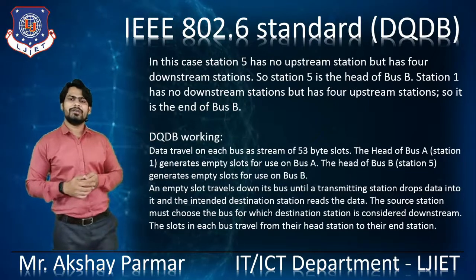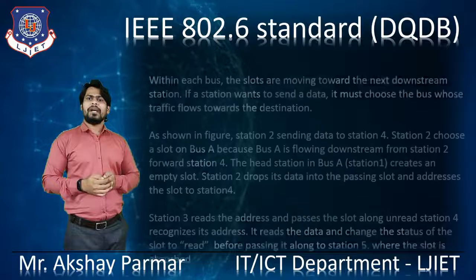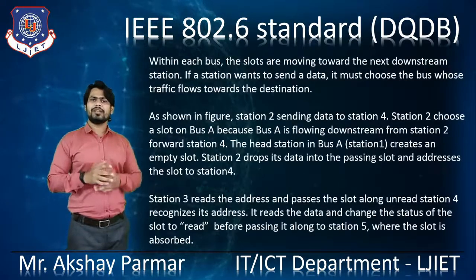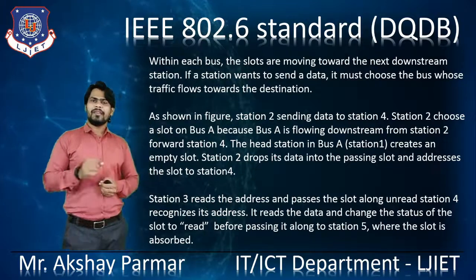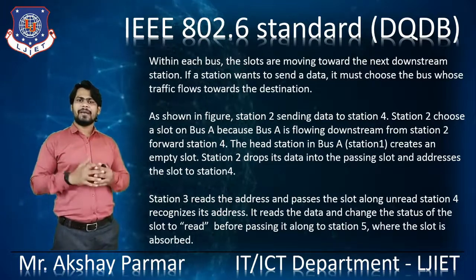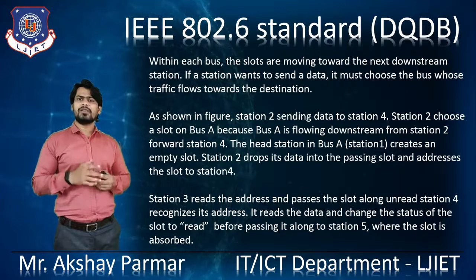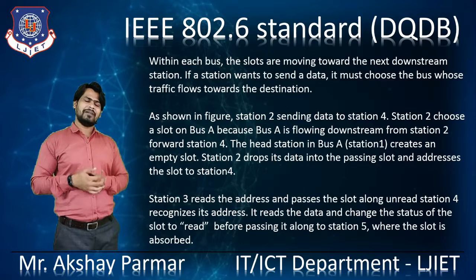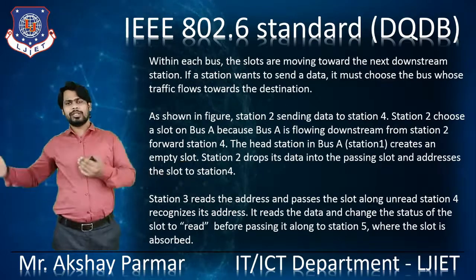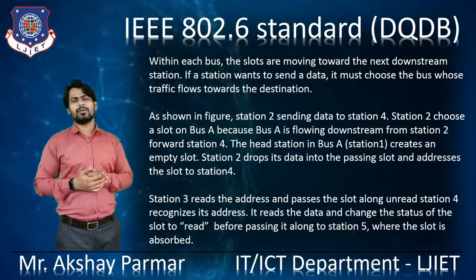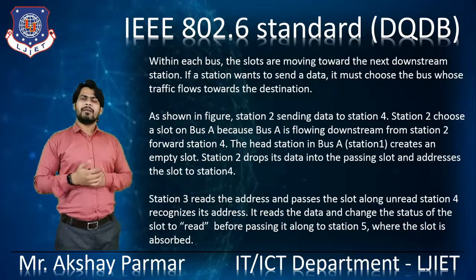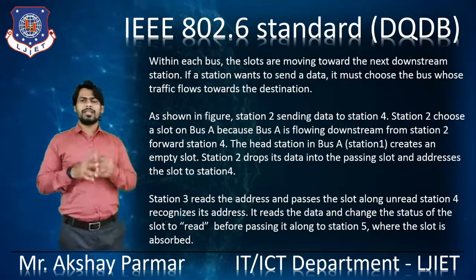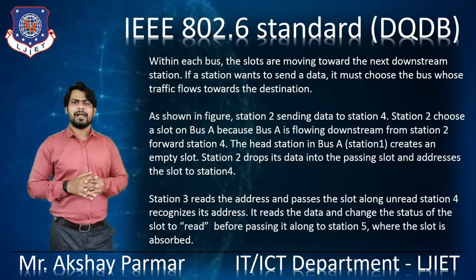So that's how the DQDB is working, right? After that, within each bus, the slots are moving toward the next downstream station. If a station wants to send data, it must choose the bus whose traffic flows toward the destination, right? If you want to send data from station 2 to station 4, you must choose bus A, right? But if you want to send data from station 5 to station 3, you must choose bus B, right?